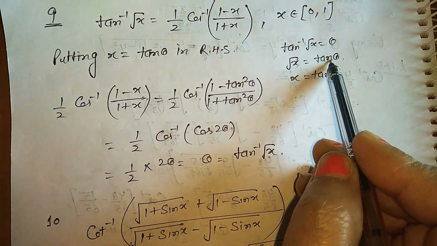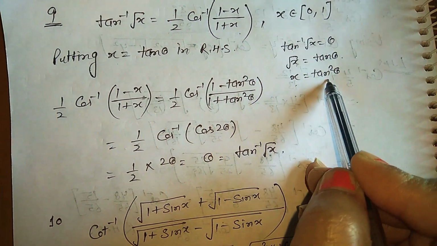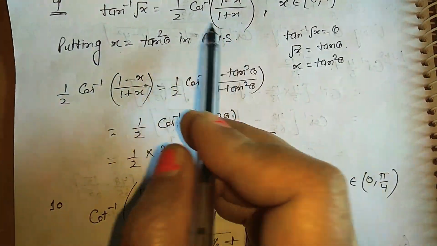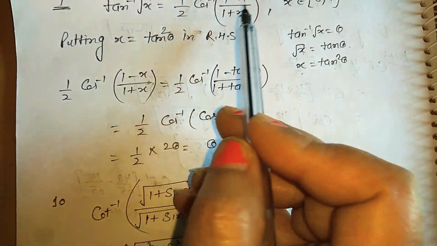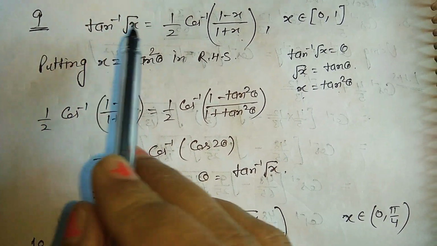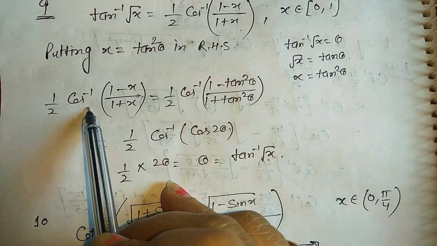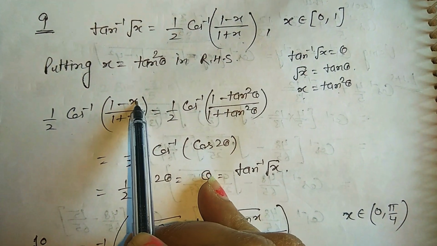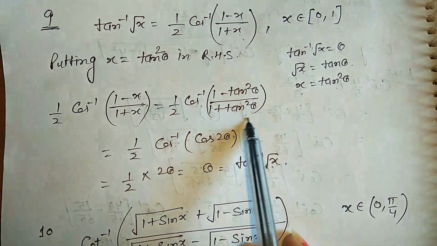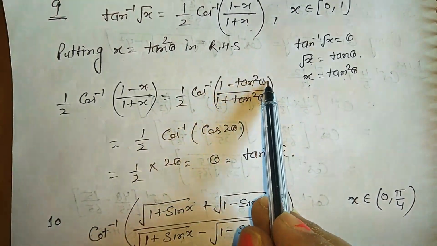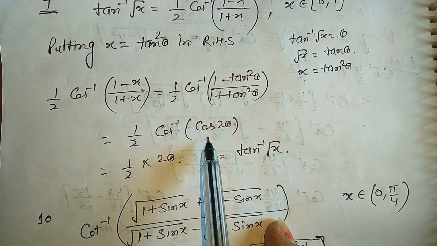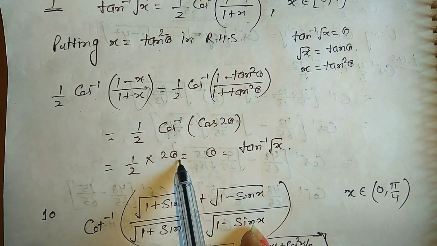Then root x will be tangent theta. Then x will be tangent square theta. So I am taking x is equal to tangent square theta in the right hand side, and we will show it is equal to the left hand side. So half of cos inverse of 1 minus x, x we will take as tangent square theta, in numerator and denominator. And we know that the formula of this, 1 minus tangent square theta upon 1 plus tangent square theta, is cos 2 theta. So cos inverse cos 2 theta will be 2 theta.